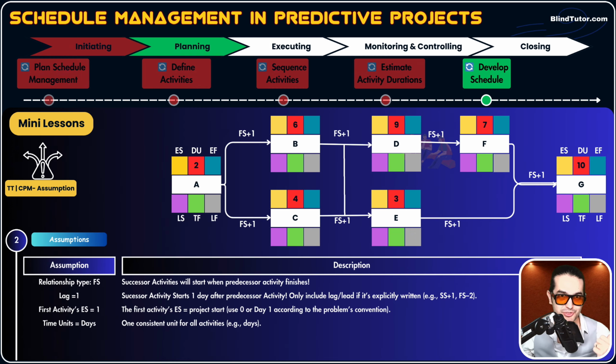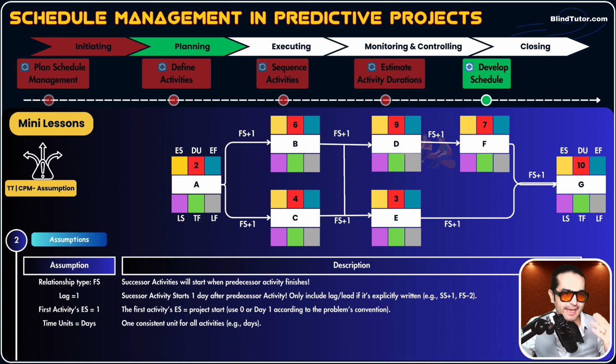That's why in the previous slide, for the formula of ES of successor activities, we use the term maximum of EF of predecessor activities. Because look at activity D, it depends on two activities. So the maximum of EF of these two matters.